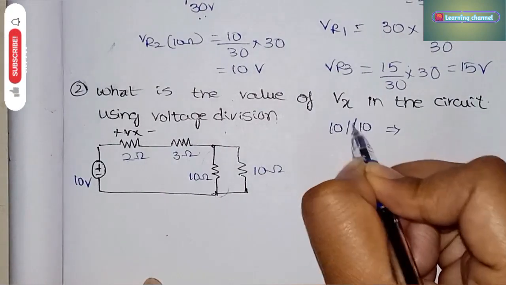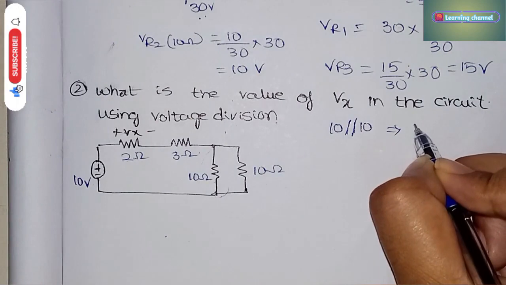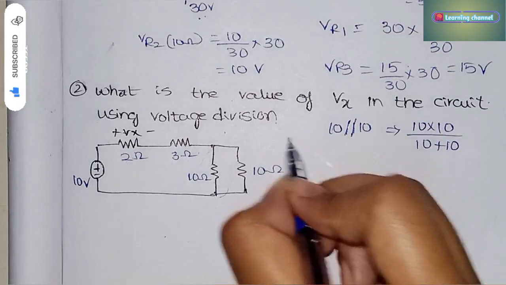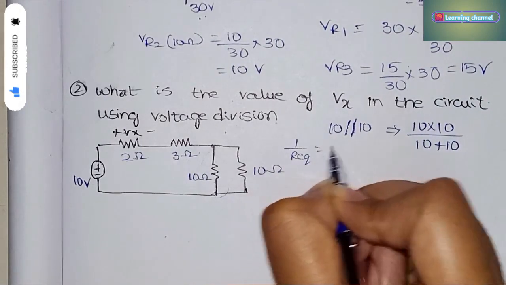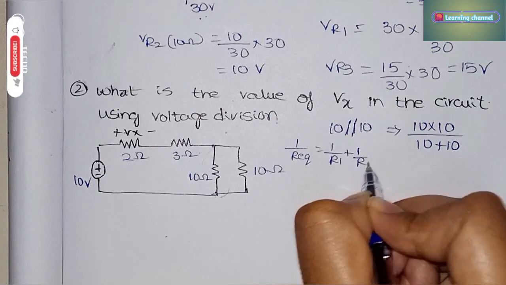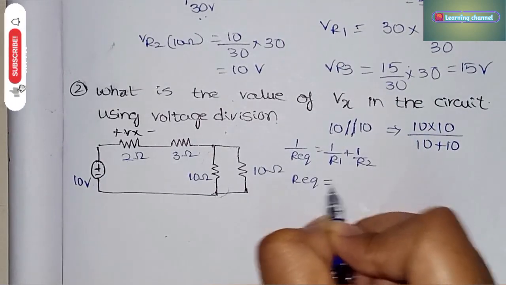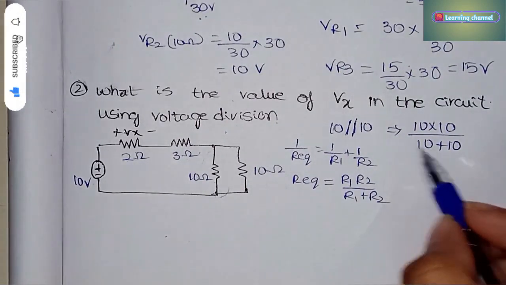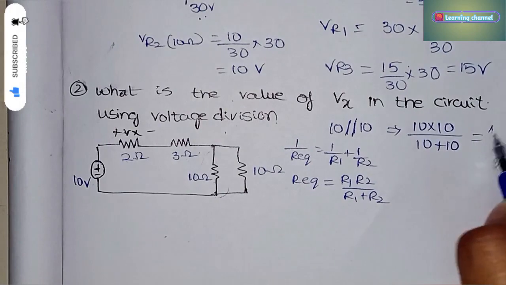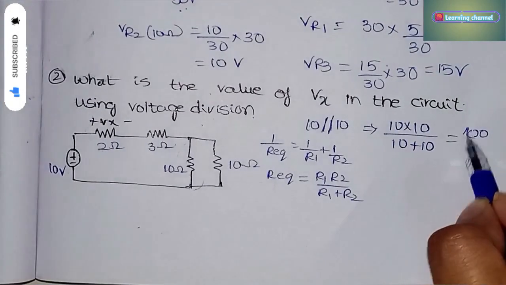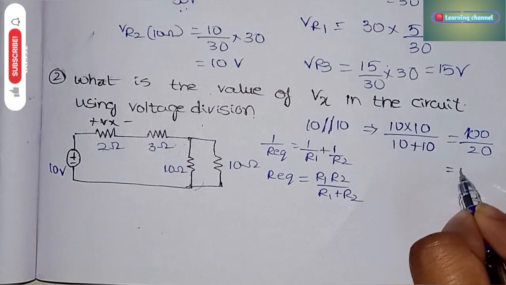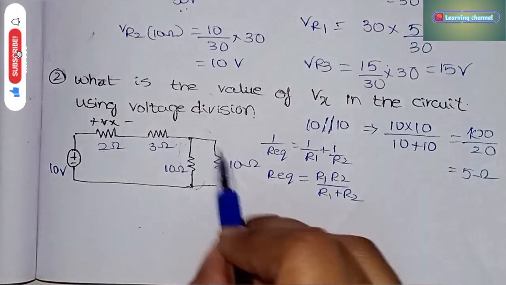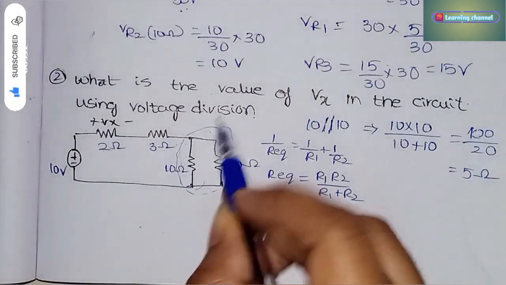The R equivalent will be 10 into 10 by 10 plus 10. This is the formula: if you take 1 by R equivalent equals 1 by R1 plus 1 by R2, taking LCM and solving, R equivalent is equal to R1 R2 by R1 plus R2, which I have told in earlier classes. So that is equal to 100 by 20, that is equal to 5 ohms. So the overall resistance over here is 5 ohms.